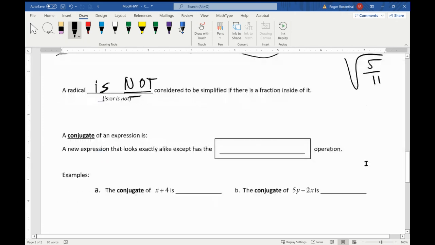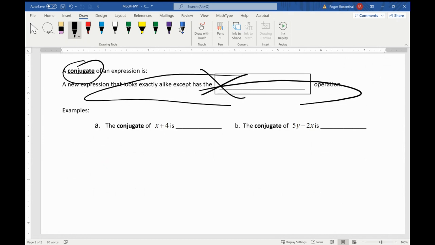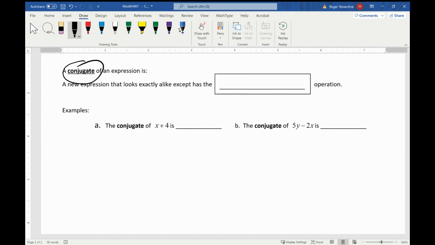Okay, we're going to talk about something called a conjugate. Conjugate's about the easiest thing you will see in this course. I'm going to skip this for the moment. Maybe I'll come back to that. I don't even know if I will.